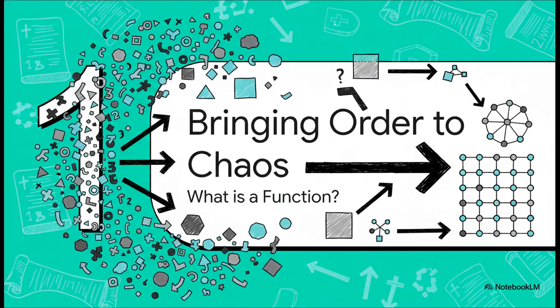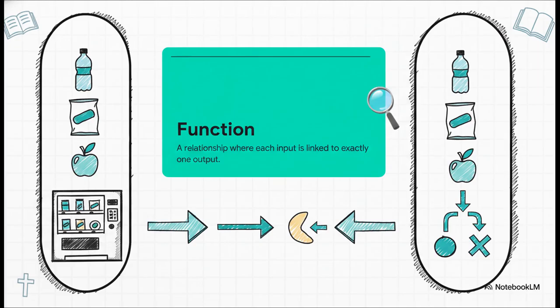What is a function? Imagine a giant room just filled with scattered numbers randomly floating around. If we don't have rules to connect them, they're completely meaningless, right? To bring order to all those scattered numbers, we desperately need a mathematical rule, and we call that a function. By definition, a function is a relationship where each input is linked to exactly one output.